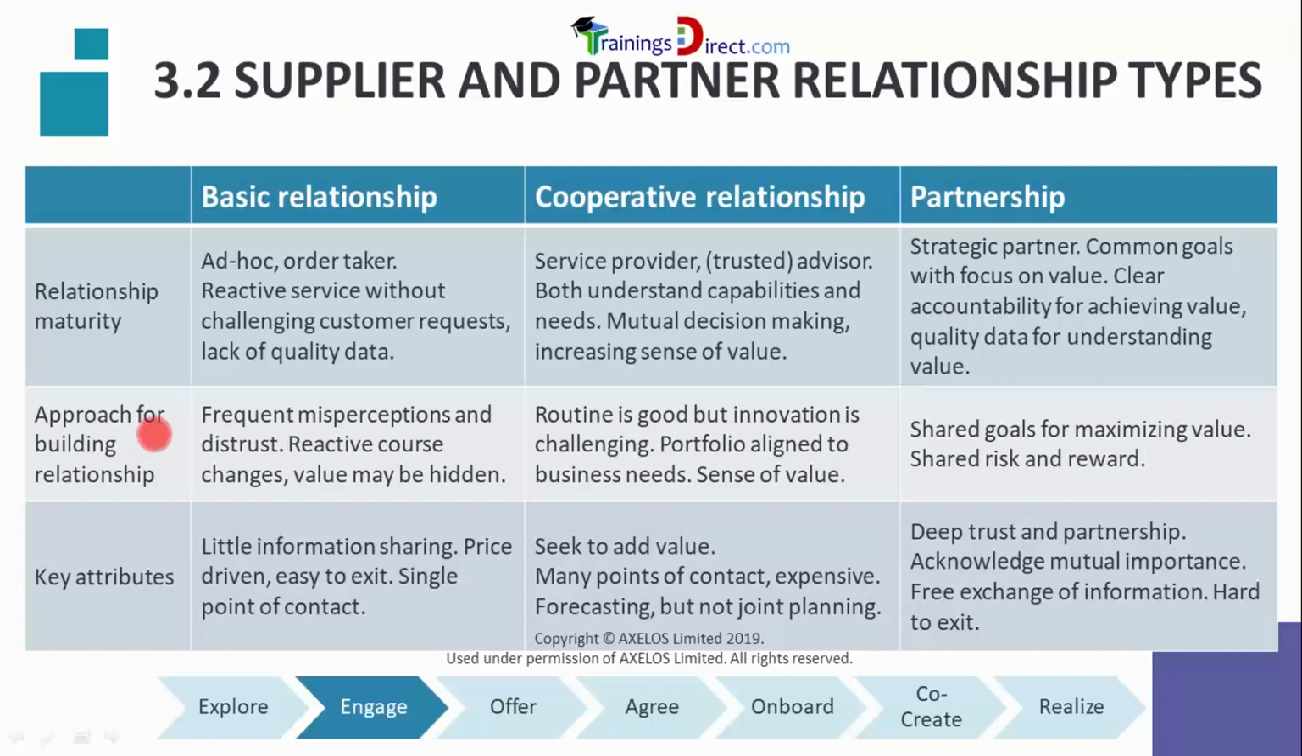In a basic relationship, there is frequent misperception and distrust, reactive course changes, meaning the direction may change reactively, not proactively, and the value may be hidden. In cooperative, the approach is the routine is good, but innovation is challenging.